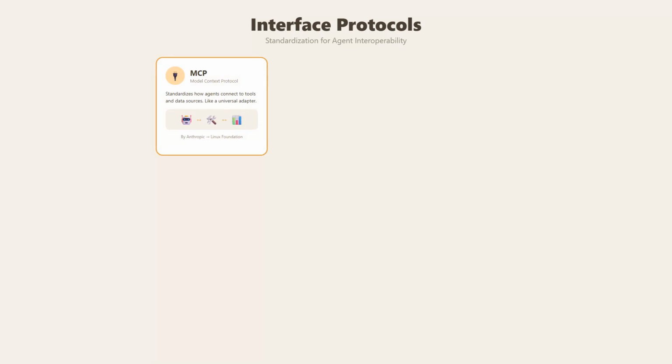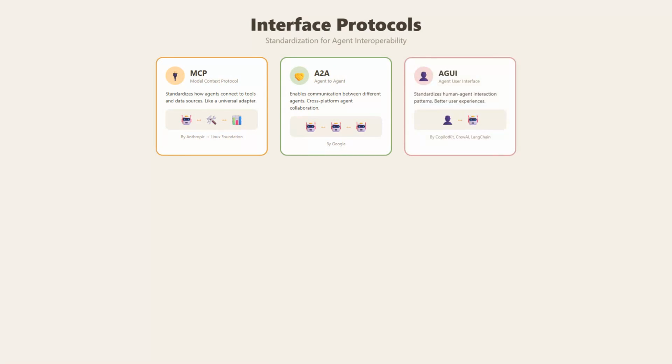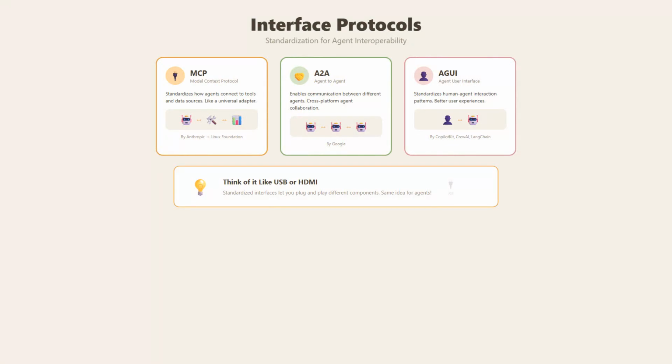Let's look at 3 emerging protocols that are shaping how agents interact with the world around them. The Model Context Protocol, or MCP, was introduced by Anthropic to standardize how agents connect to tools and data sources. Think of it as a universal adapter. Instead of building custom integrations for every tool or database, you build to the MCP standard, and your agent can plug into any MCP-compatible resource. Recently, Anthropic donated MCP to the Linux Foundation under a collaborative effort with OpenAI, which signals strong industry commitment to this standard.